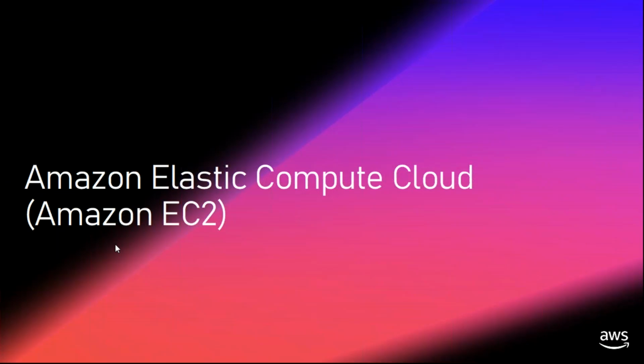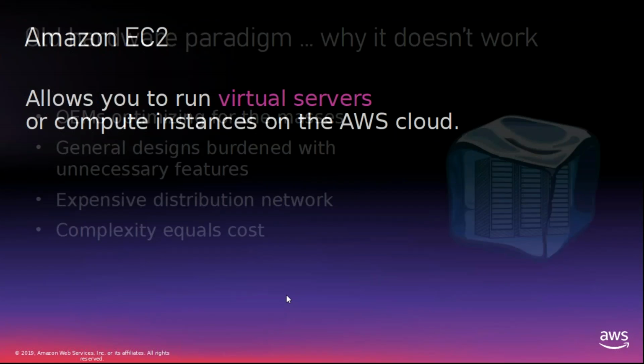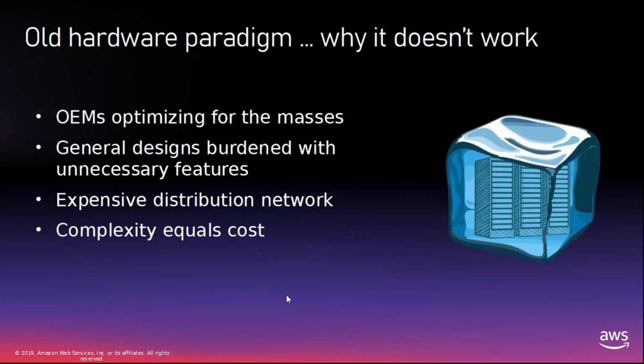So I'll continue with Amazon Elastic Compute Cloud. What is Amazon Elastic Compute Cloud? These are virtual servers or compute instances on AWS Cloud. So why doesn't the old hardware paradigm work? Because of this. Primarily, most of it is an expensive distribution network, and complexity equals cost.